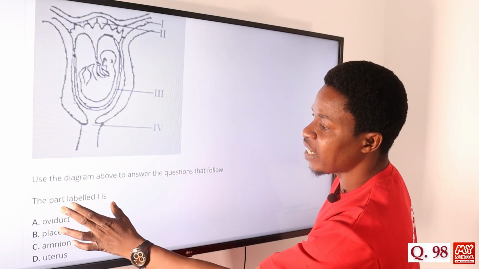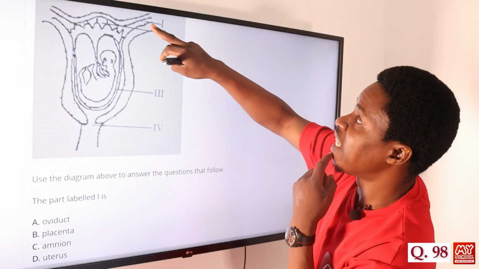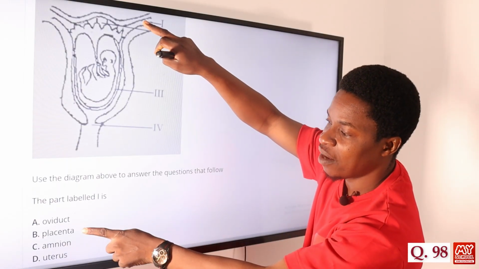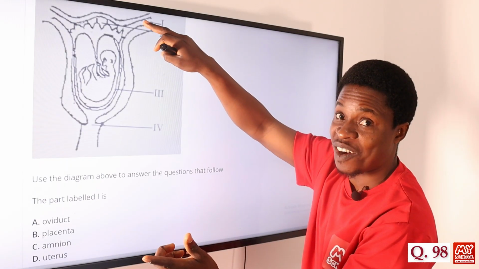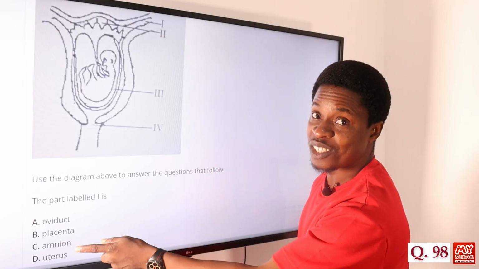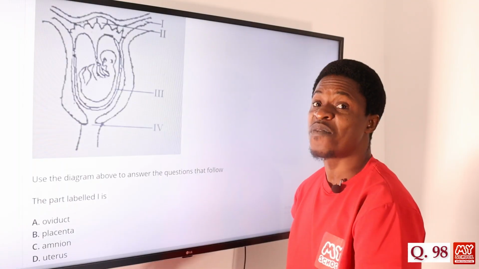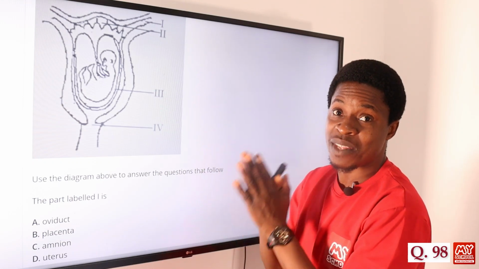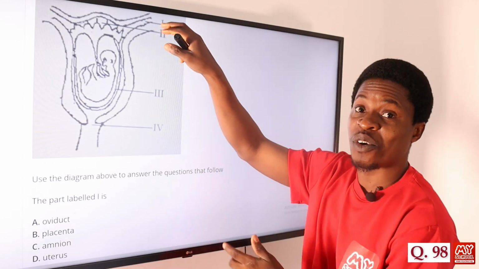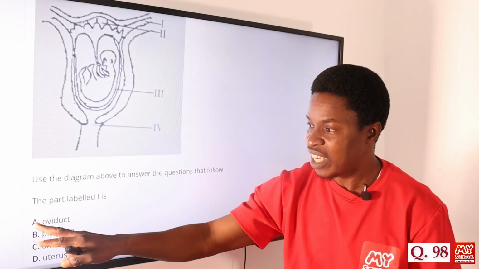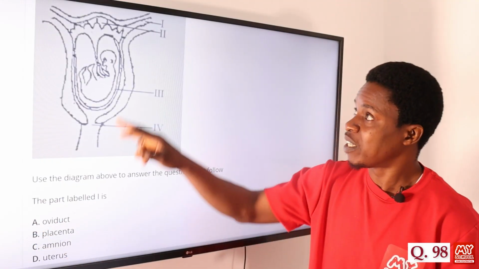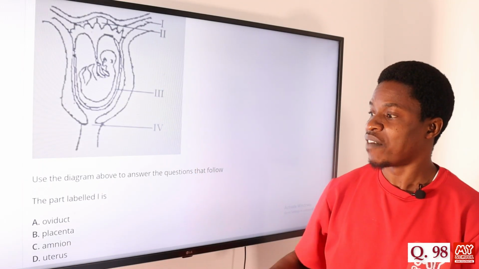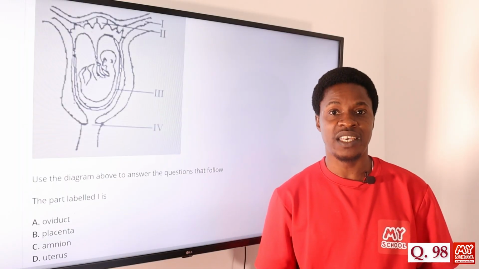So the question says the part labeled I is what? This part is the fallopian tube. Option A says oviduct, placenta, amnion, and uterus. Like I said earlier, there is no fallopian tube here. So the examiner wants to test if you know the other name by which the fallopian tube is called, which is no other name than oviduct. So here is the fallopian tube, or we call it oviduct. So option A, oviduct, is the correct answer. Placenta, we can see the placenta here is II. Option C is the amnion, which is this, and then the uterus. So the correct answer here is option A, oviduct.